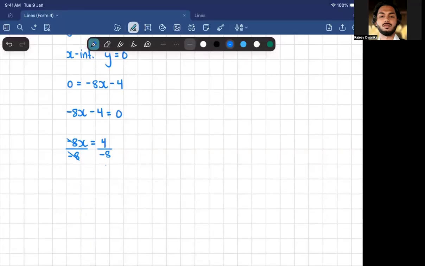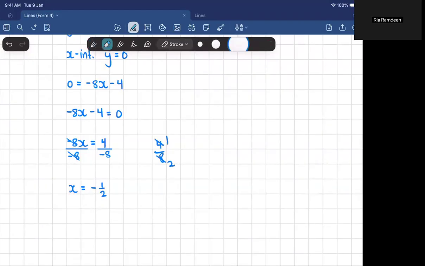Now, if we have positive 4 divided by negative 8, my final answer is going to be positive or negative? Negative. Right? And what's 4 divided by 8? 2. No, half. 4 into 8 is 2, but 4 divided by 8 is a half. And it makes sense, right, Ria?